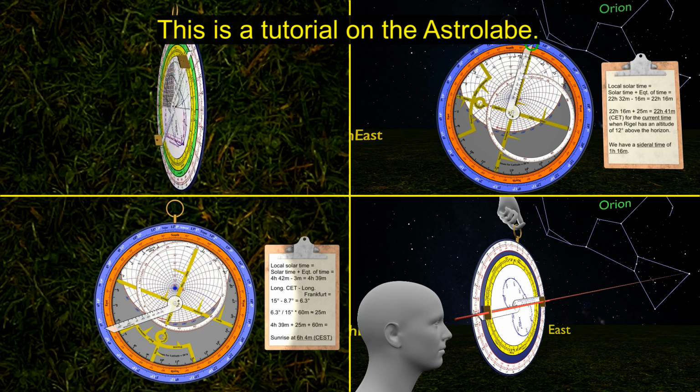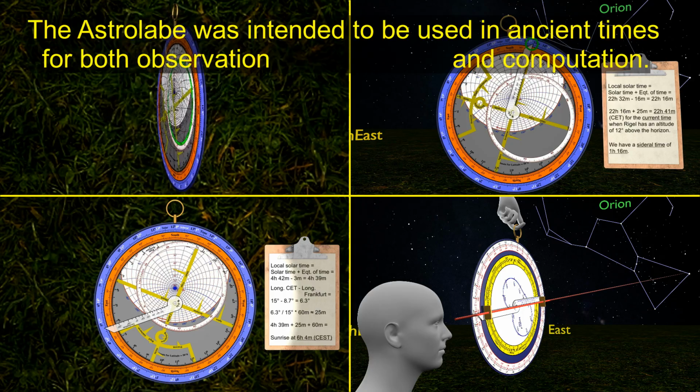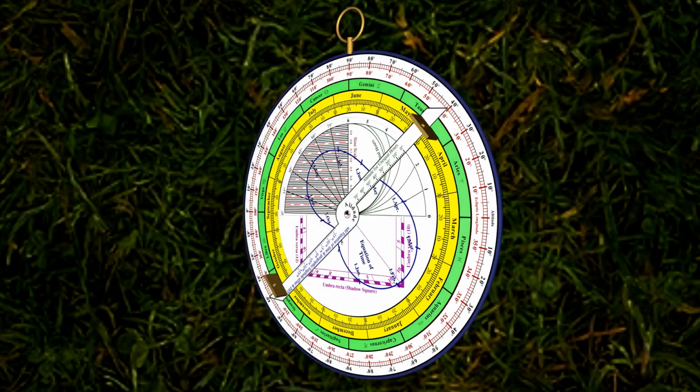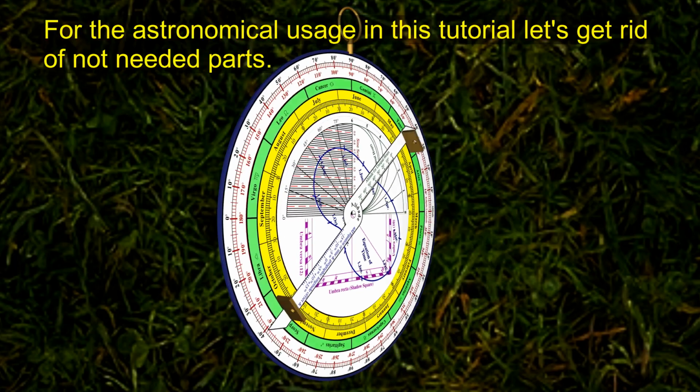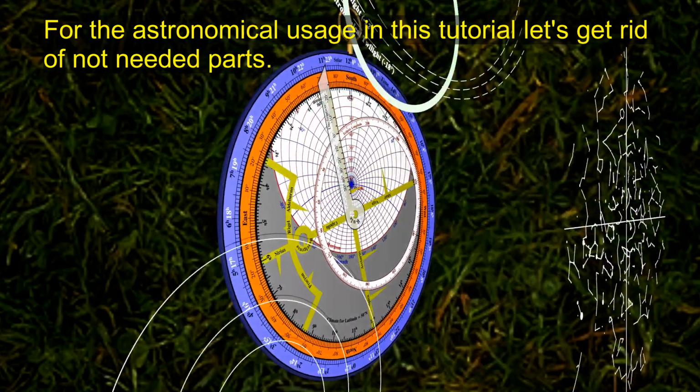This is a tutorial on the astrolabe. The astrolabe was intended to be used in ancient times for both observation and computation. For the astronomical usage in this tutorial, let's get rid of not needed parts.